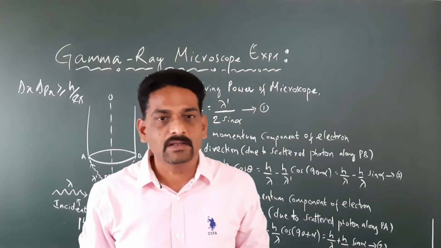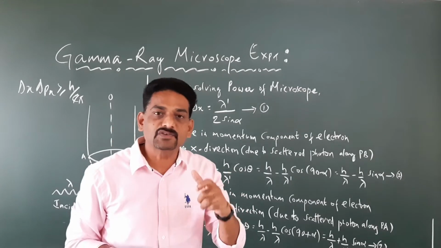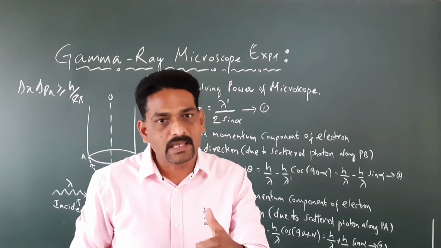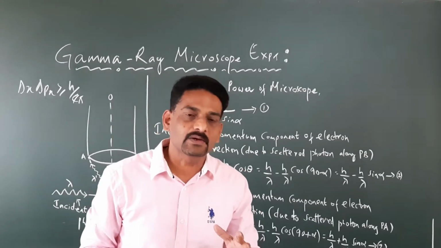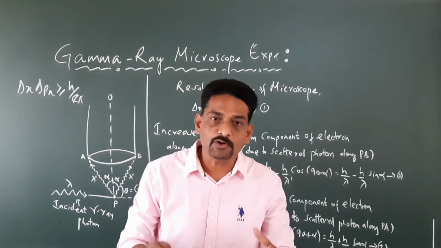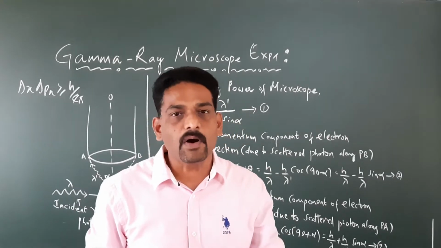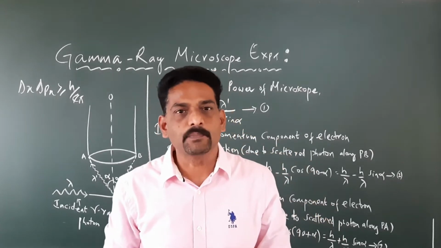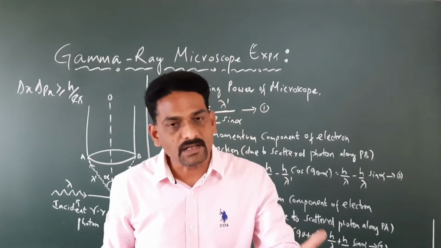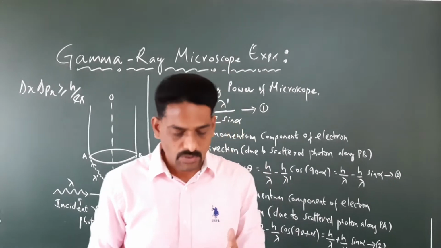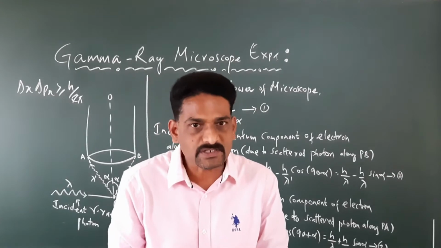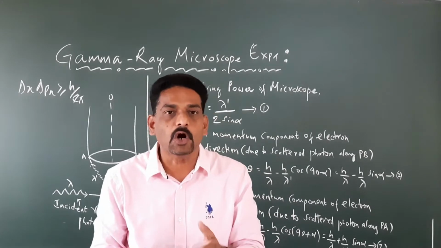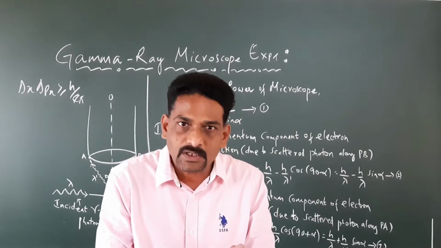Before going to this experiment, first we have to understand a quantity known as the resolving power of any given microscope. So let's understand what resolving power is. We can say resolving power is the ability of an instrument, maybe a microscope of any type, to view two objects as separate, even when they are lying as close as possible.